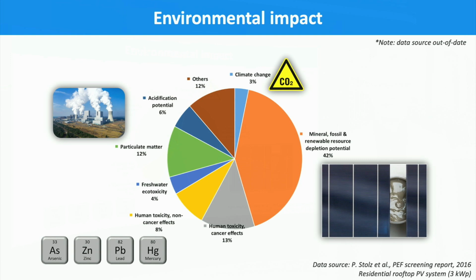The emission of arsenic and heavy metals such as zinc, lead, mercury cause non-cancer effects with respect to human toxicity. While the chromium emissions stem from disposal of hard coal ash and red mud from bauxite digestions, processes for aluminum production are sources for cancer effects with respect to human toxicity.